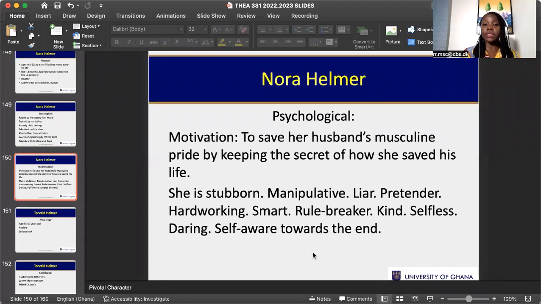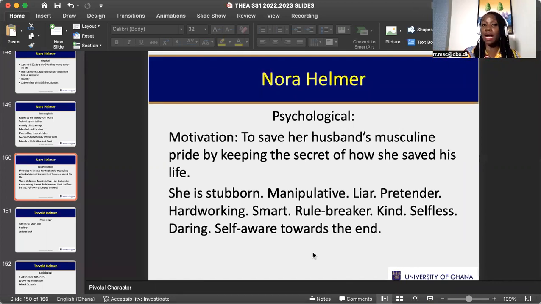We can say she's stubborn because the husband has declared that she shouldn't eat something, and we know she eats it and she hides it. She's manipulative. She can manipulate the husband to do things she wants by playing tricks here and there, and she's a liar and a pretender because she has been pretending all this while to be weak, to be somebody who needs direction and all that, when she knows exactly what she wants, when she's able to do certain things in secret. So she pretends with him to be this all innocent girl who doesn't know anything.